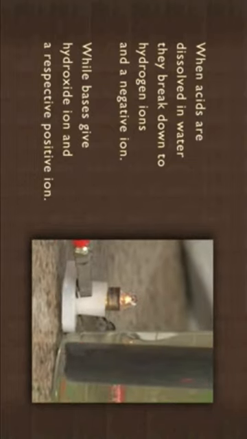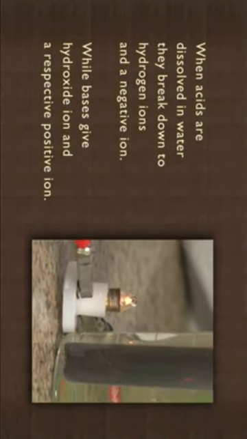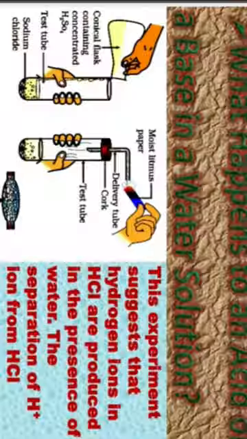So when you dip it in the acid, what happens? You get H plus ions and a negative ion. Bases have a hydroxide ion and a positive ion. So the movement of these ions, H plus and OH minus, helps to conduct the electricity. This we can understand with this experiment.